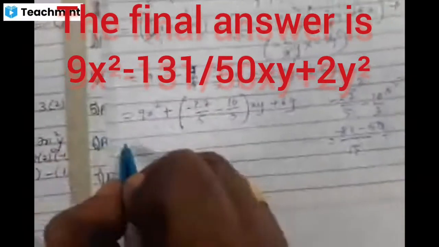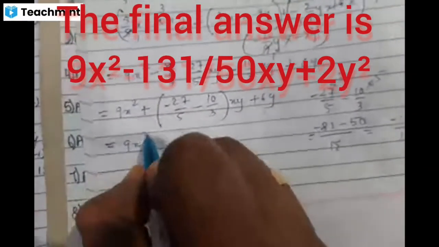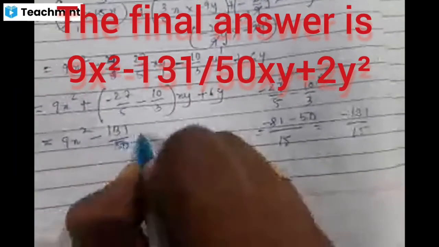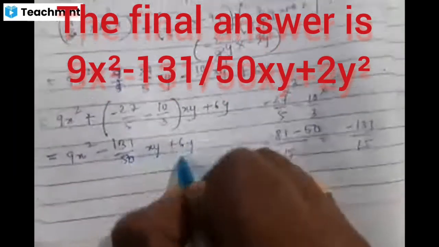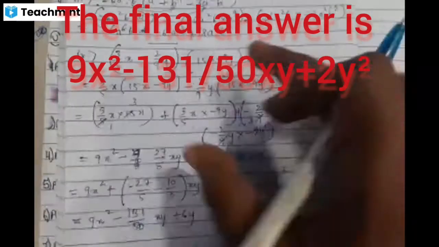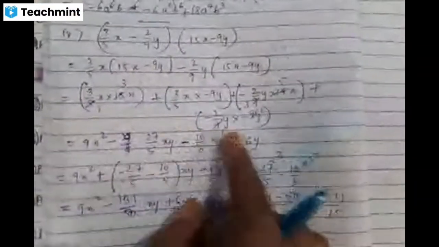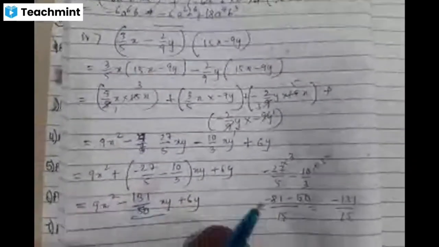So here in the answer, last step: 9x square minus 131 by 15 xy plus 6y. In this way, this is the binomial, children, where we have fractions. You have to be very careful while you are multiplying. So in this way, you get the answer.